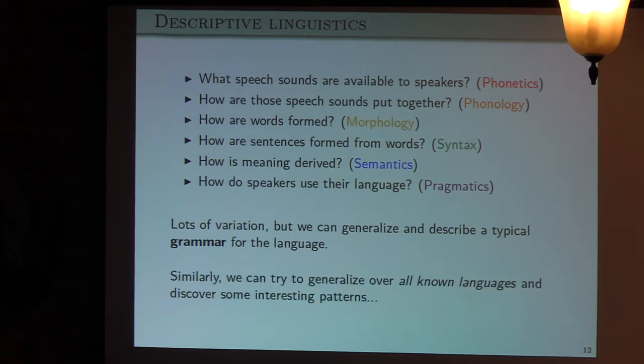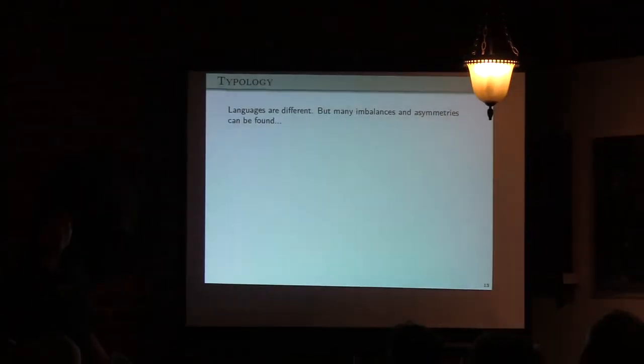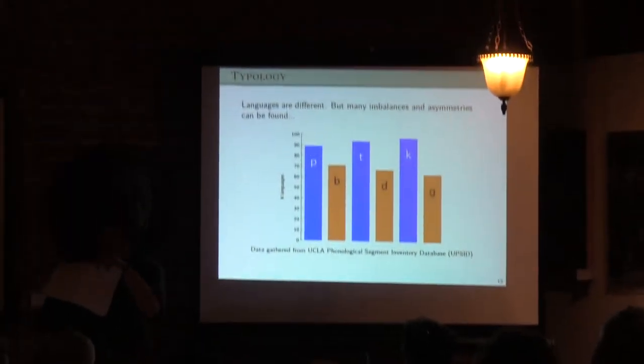Now here's where I think it gets really cool. We can also try to generalize over all of the known languages, right? So we can document a whole bunch of languages. We can come up with, for instance, what speech sounds are available, and then we can say, okay, if we look at all the languages in the world, what do people do? What do languages do? How do they pattern? Because languages are different, right? But when we look at languages as a whole, we notice a lot of really interesting things.